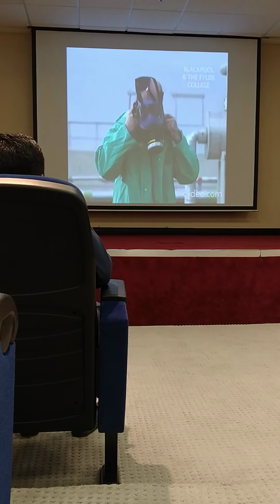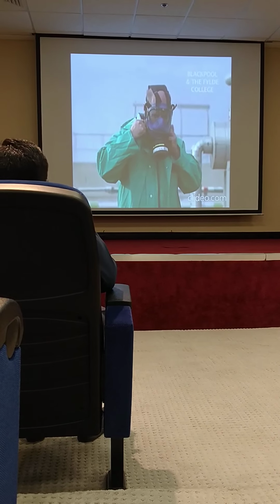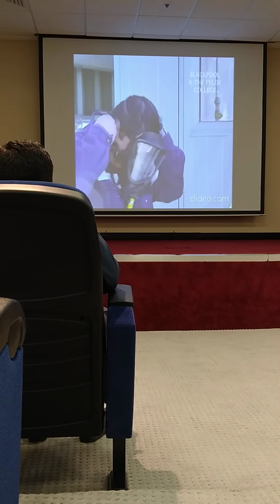Respiratory equipment with eye protection may be required when working near smoke and noxious or poisonous particles and fumes, which can cause severe eye irritation.